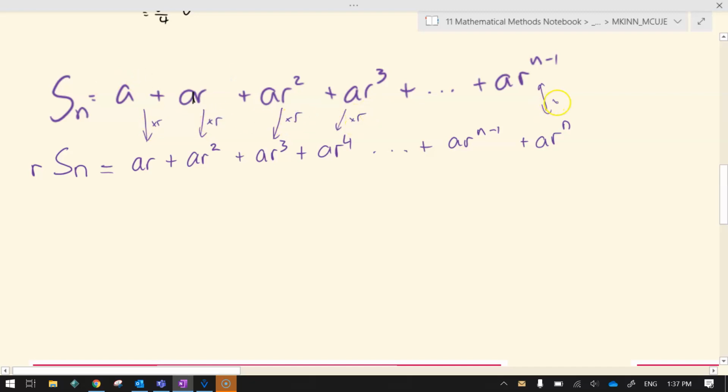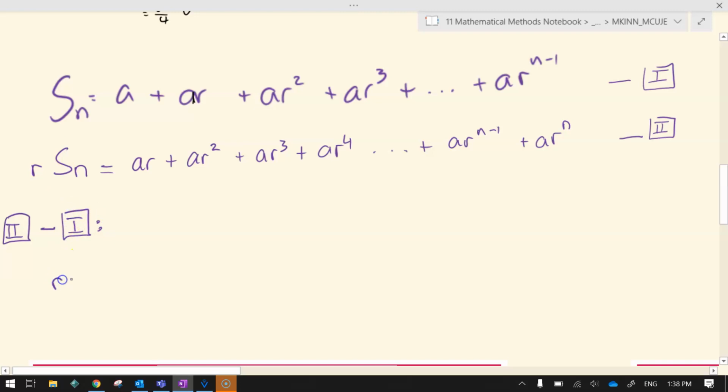Are we all happy that the second line there is the top line multiplied by R? I've shown an extra term in there, but we're all happy with that. Now we've got two equations, and we're going to do some simultaneous equations because we've done this before. I'm going to take this second expression and subtract the first expression. What do I get? Equation 2 minus equation 1.